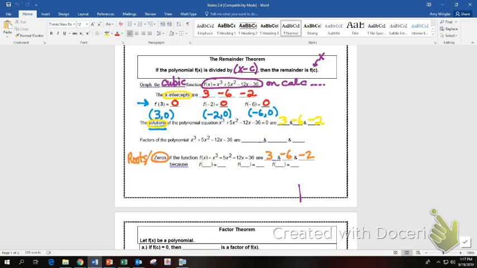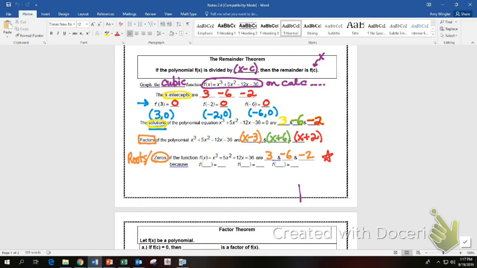If your solution is at 3, then your factor would be x minus 3. If your solution is at -6, then your factor's at x plus 6. And if your solution is at -2, then your factor is going to be x plus 2. Your factors are always opposite signs of your solutions.